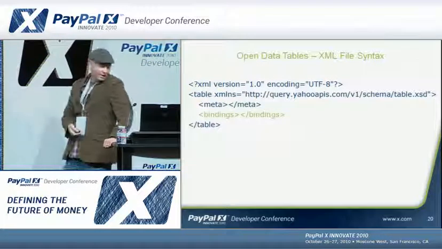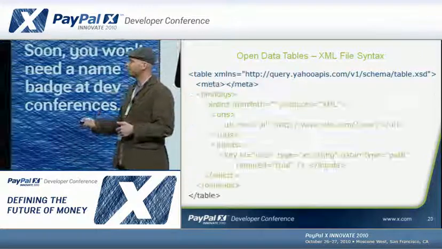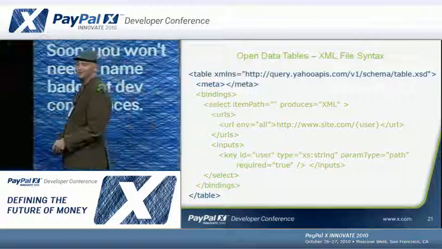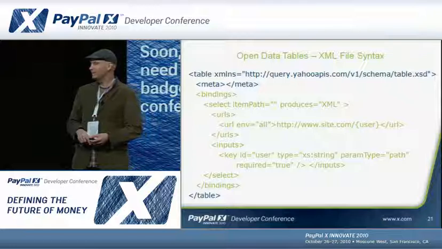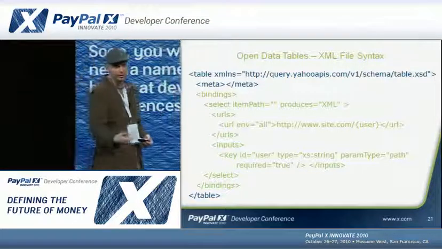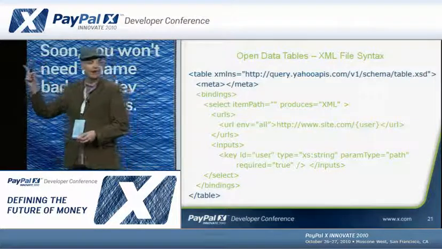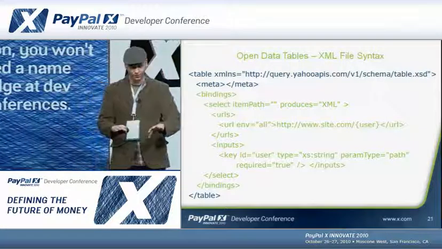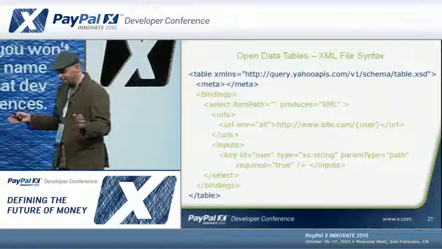So if we take a look at the bindings node and see what that has in its core, we load that up. It has just more XML, as you can imagine. The root node under bindings is our select or insert, update, or delete, whatever type of query we're going to be making. There are a couple attributes on that select. Item path is really good if you're wrapping an API that you don't have control over. Let's say you're wrapping a Yahoo API, for instance.